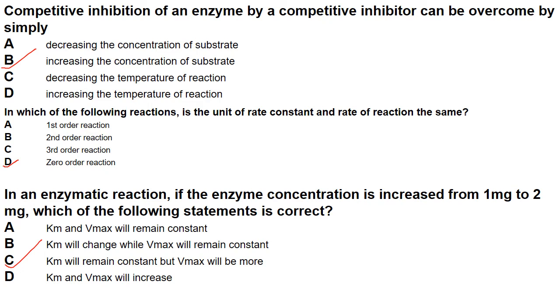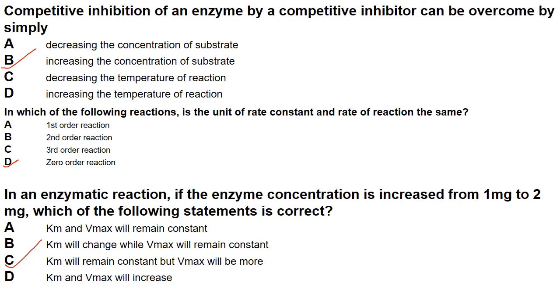So it is the same for a zero order reaction, because for a zero order reaction, rate is equal to K times concentration of A raised to 0, that is equal to K, where K is the rate constant. So the rate of the reaction is equal to the rate constant in the case of zero order reaction. So the unit of rate constant and rate of reaction are the same in the case of zero order reaction.